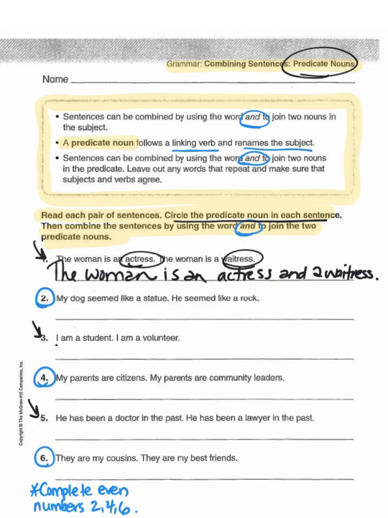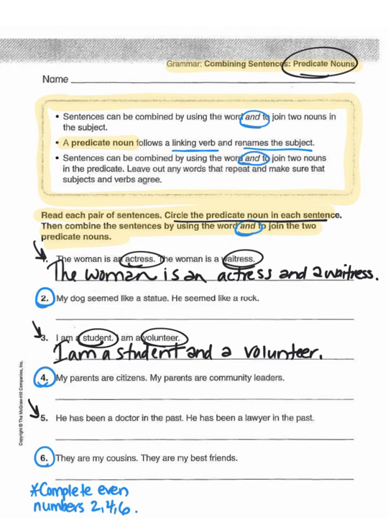Number 3, I am a student. I am a volunteer. So we have, again, two different sentences. I am, and we're going to combine them and we're going to say, I am a student and a volunteer. Period at the end. Notice I included the predicate noun in each sentence and I just combined it to make one sentence.